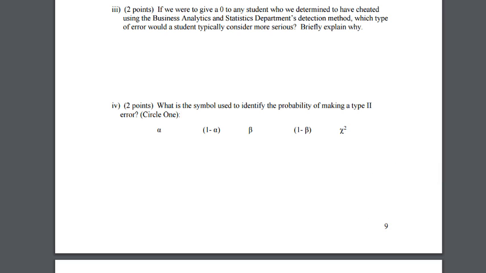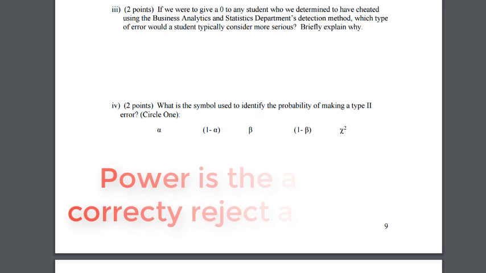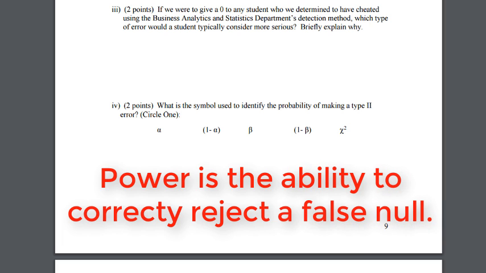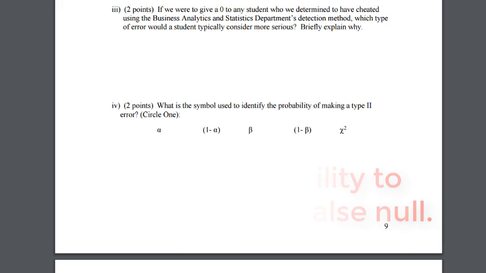1 minus beta is the power of a test. So we can figure out how powerful a test is by figuring out if the test will not make type 2 errors. Think about it. In a powerful test, we have the ability to correctly reject false nulls, which means we would not make type 2 errors. Type 2 is when we fail to reject a false null. So if we have a powerful test, we would not make type 2 errors. And that's what 1 minus beta is, not making type 2 errors.